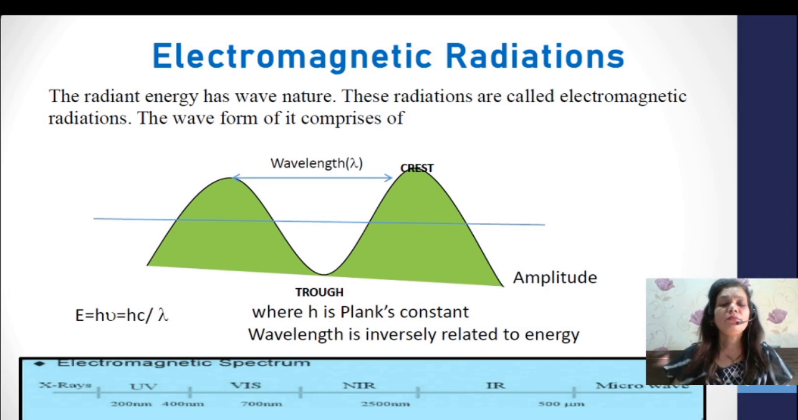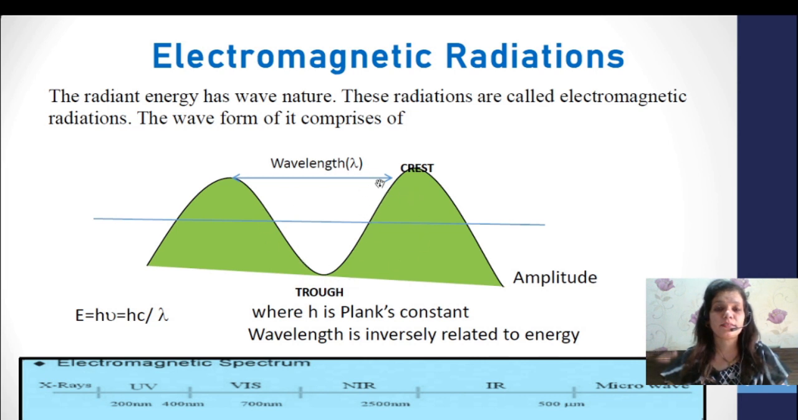First we'll try to understand the nature of electromagnetic radiations. The radiant energy has wave nature. These radiations are called electromagnetic radiation. If we draw the wave nature of this electromagnetic radiation, this is the peak height, or we can call this the crest, and this is the trough. Distance between successive crests is defined as wavelength. When it starts from here, ups and downs, it completes one cycle. Okay, the wave completes one cycle.